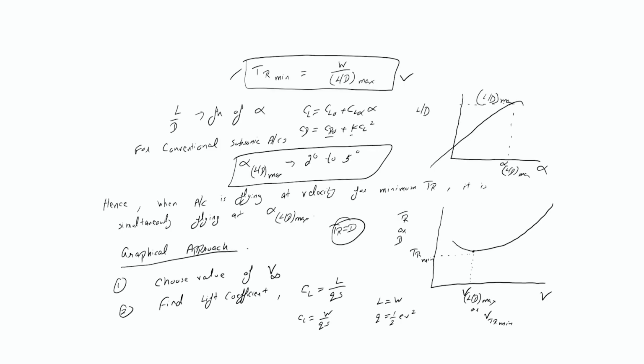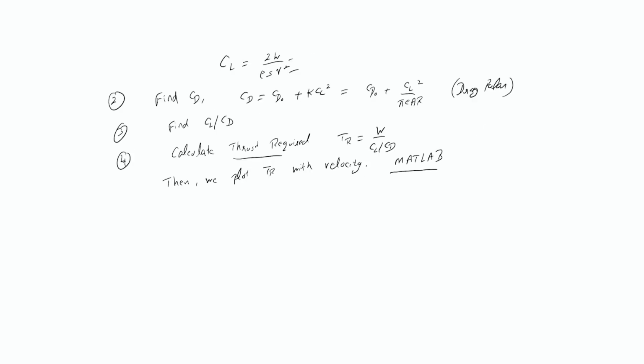Okay, so remember from where we started. For the graphical approach, we assumed the value of velocity, free stream velocity for a given aircraft. Then we were interested in finding out the lift coefficient, CL. CL equals L by QS. For our steady level flight, lift equals weight, and dynamic pressure Q is given as Q equals half rho V square. So CL equals 2W by rho S V square. Once we have CL, we immediately find the drag coefficient, given as CD equals CD naught plus K CL square, that is CD naught plus CL square by pi E AR.